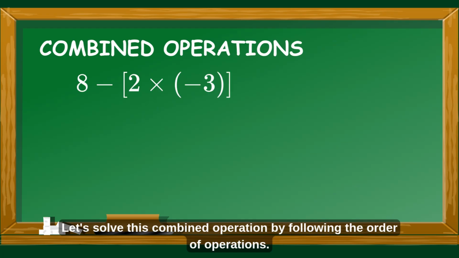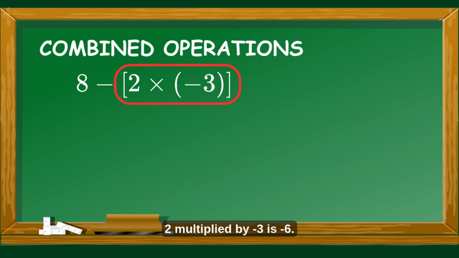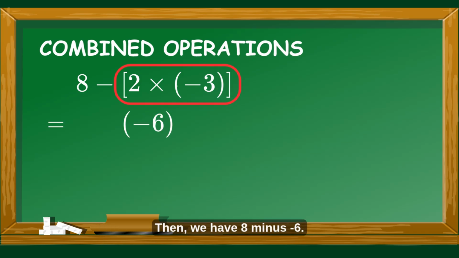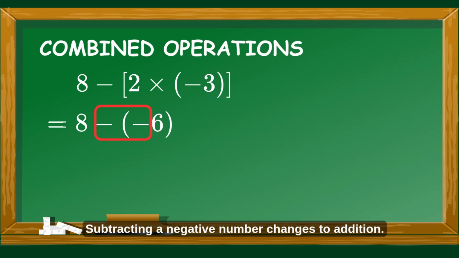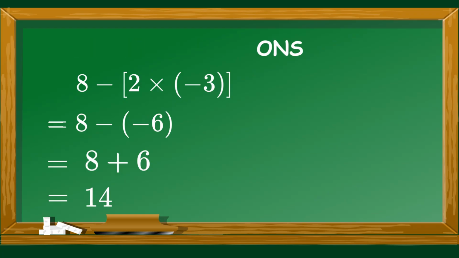Let's solve this combined operation by following the order of operations. First, solve the operation inside the brackets. 2 multiplied by -3 is -6. Then, we have 8 minus -6. Subtracting a negative number changes to addition. So, 8 plus 6 is 14. Therefore, the answer is 14.